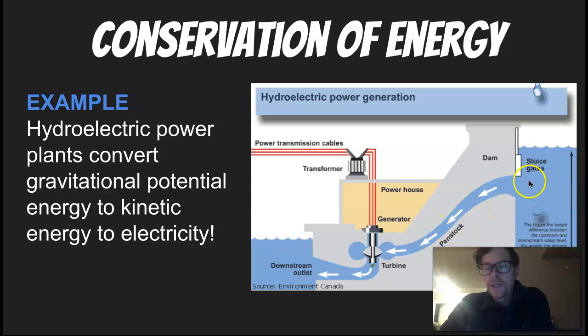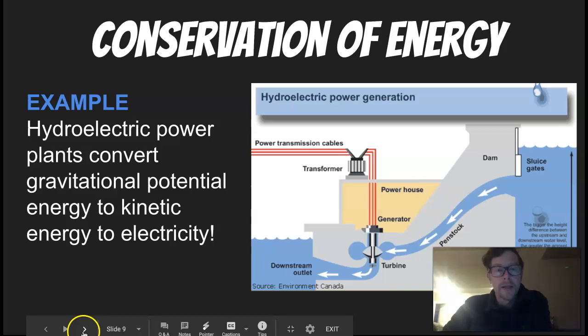So it has this gravitational potential energy that turns into kinetic energy in the flowing of the water. That in turn spins a turbine. So one kind of kinetic energy is transformed into another, where it's now spinning. And that spinning is used to spin some magnets inside of a generator, which generates electricity. So we've converted from gravitational potential energy to mechanical kinetic energy to now electrical kinetic energy that can be sent around via cables to your house or somewhere else that you might need that electricity.